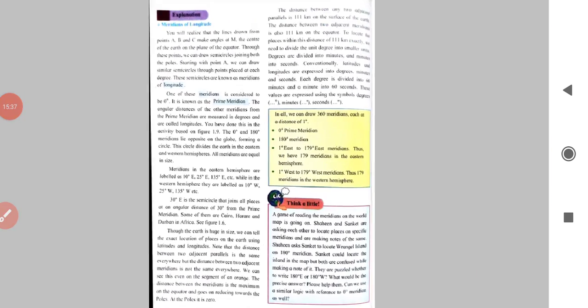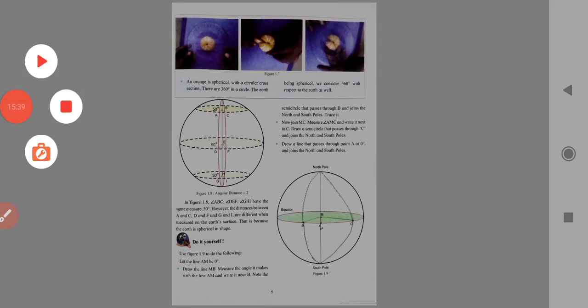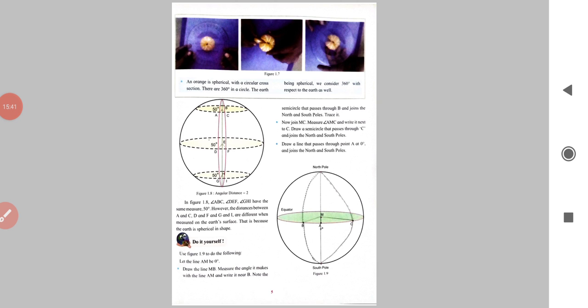Now we will go on to the next page. If you understand, the remaining part we will see in the next video.